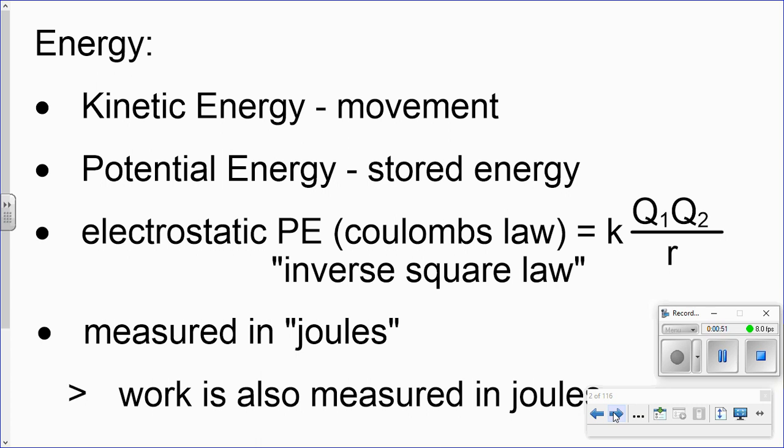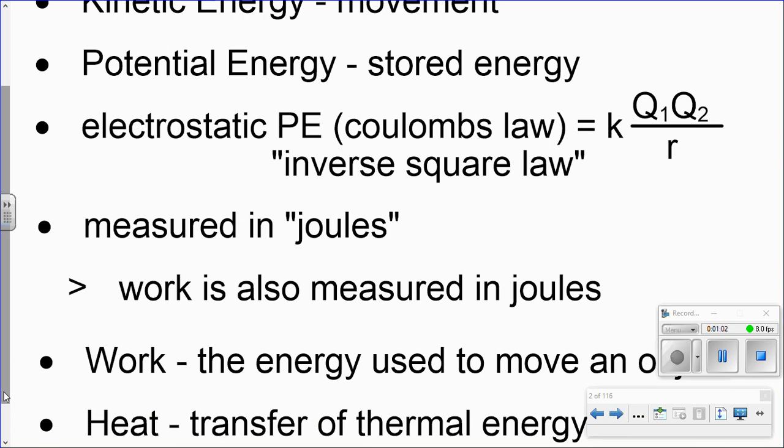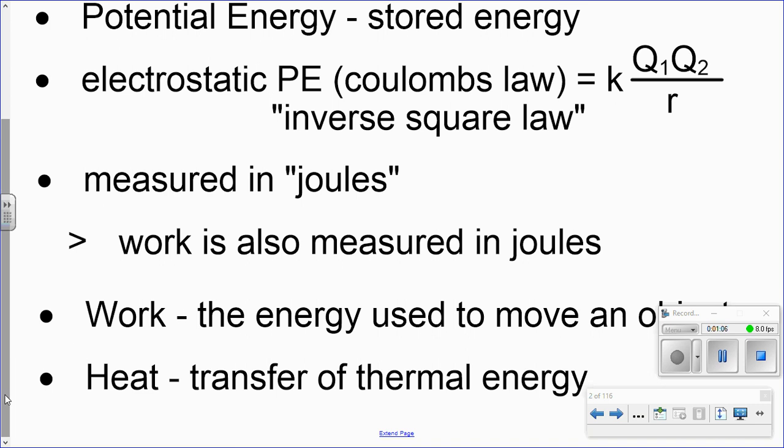And then we have electrostatic potential energy, also called Coulomb's law, and that's the charges over the radius. It should be squared, but that's not a big deal for now. Energy is, of course, measured in joules. So you'll see a lot of joules or kilojoules, which is 1,000 of those joules. And then we'll talk about the idea of work and heat, with the internal energy of a system.